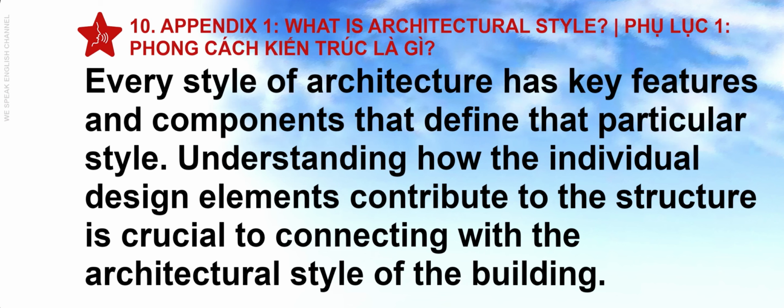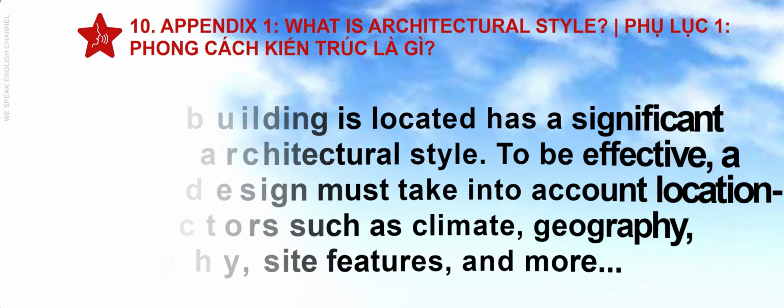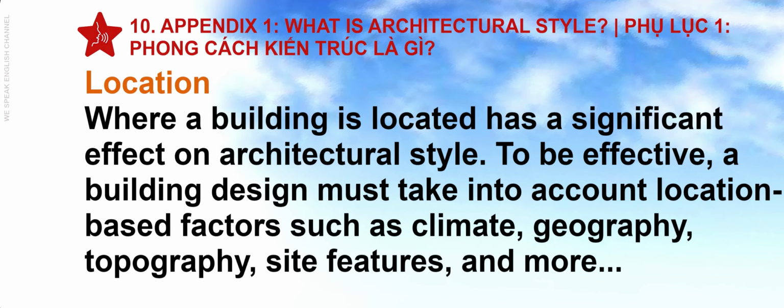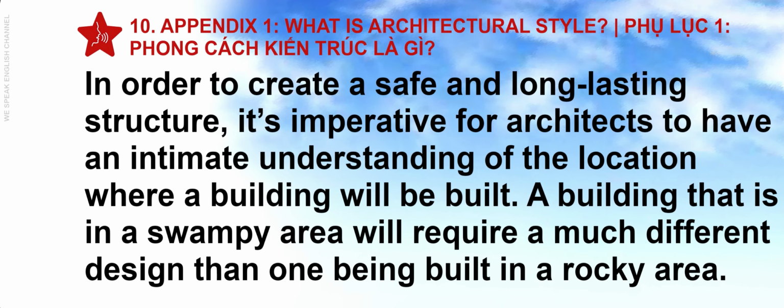Every style of architecture has key features and components that define that particular style. Understanding how the individual design elements contribute to the structure is crucial to connecting with the architectural style of the building. Location. Where a building is located has a significant effect on architectural style. To be effective, a building design must take into account location-based factors such as climate, geography, topography, site features, and more. In order to create a safe and long-lasting structure, it's imperative for architects to have an intimate understanding of the location where a building will be built.